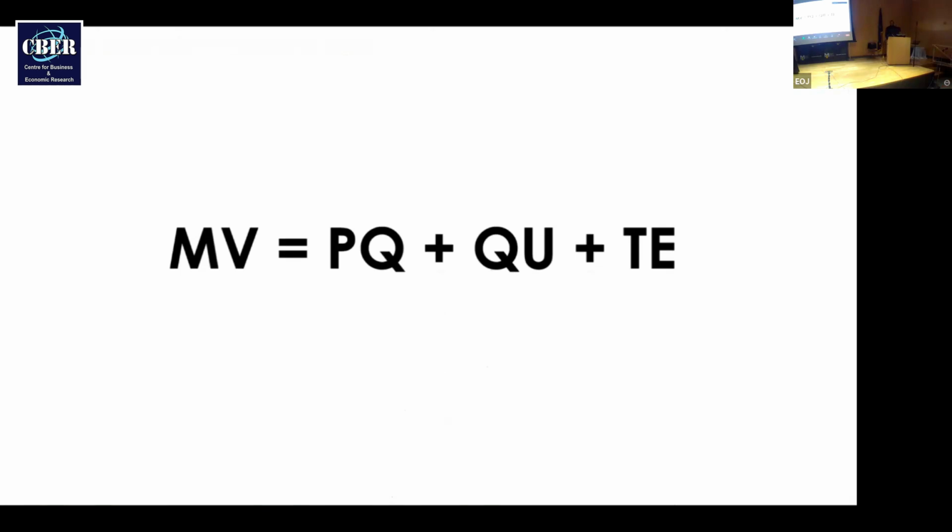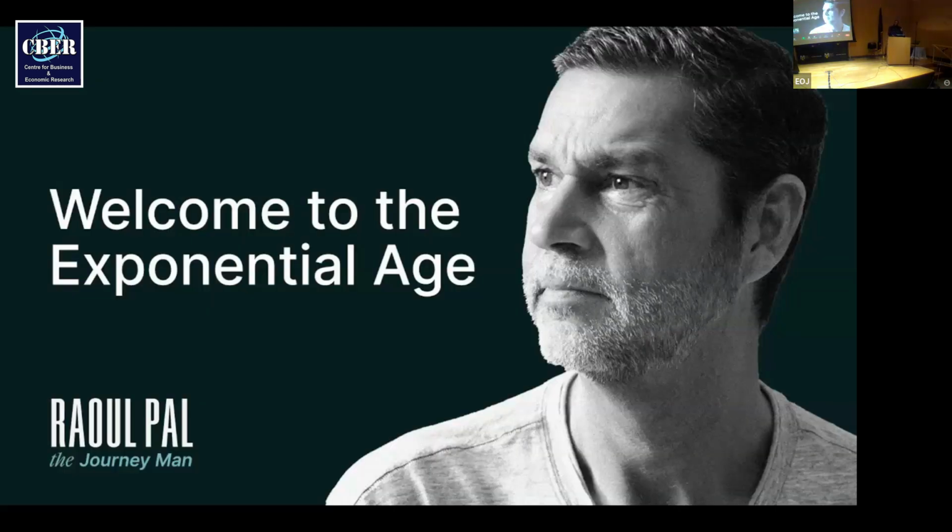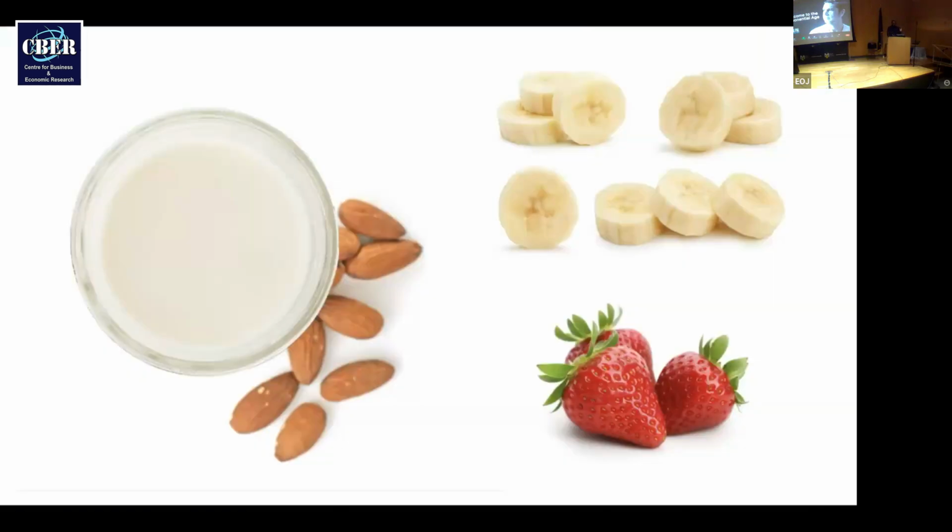So here's the equation: market value, plus we have the perceived quality, and we have the quantifiable utility and the time efficiency. So now we look at the disruption. Raoul Pal, who's an economist, calls this the exponential age. Think about this analogy. It's crude in nature, so forgive me.